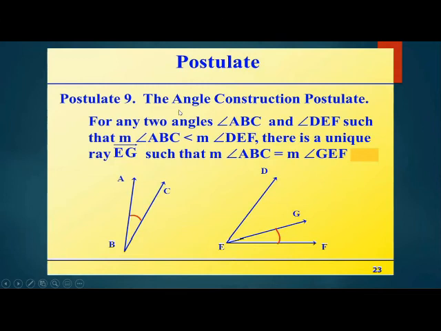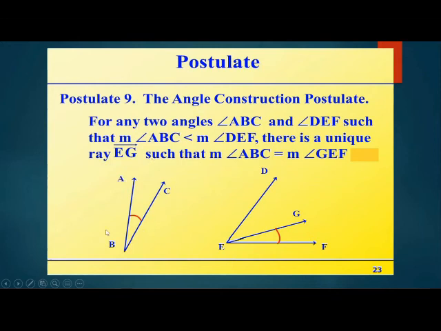Postulate number 9 says the angle construction postulate. For any two angles, angle ABC and angle DEF, such that the measurement of angle ABC is greater than the measurement of angle DEF, there is a unique ray EG such that the measurement of angle ABC is equal to the measurement of angle GEF. What does it mean?